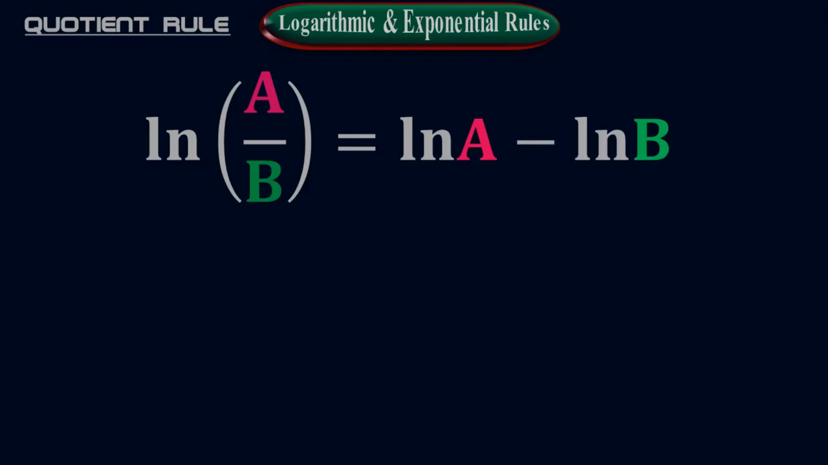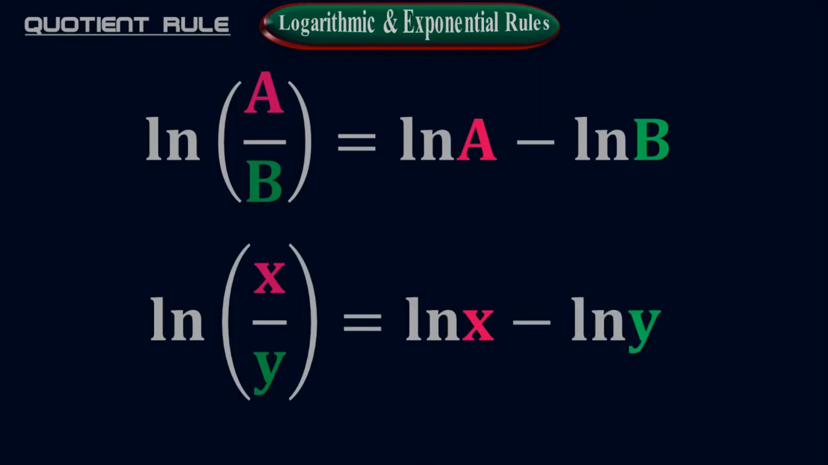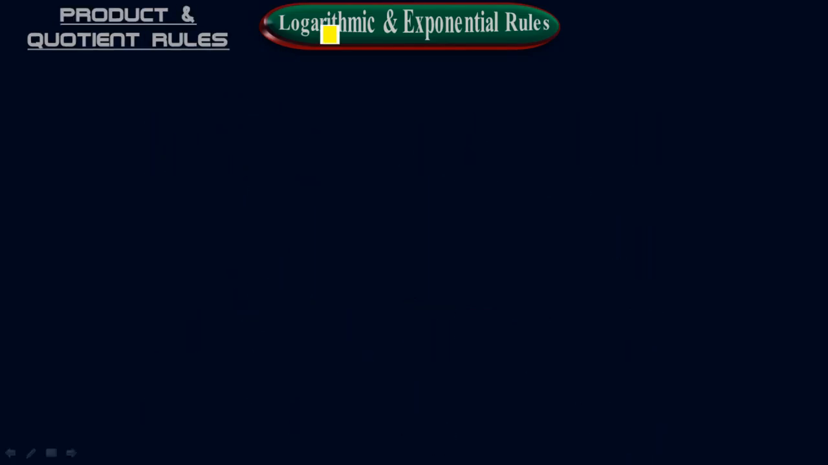Remember, in the product, we had natural log a plus natural log b. But in the quotient rule, we have natural log a minus, not plus, minus natural log b. Suppose my function a is x and my function b is y, so it equals natural log x minus natural log y. This is the second very important logarithmic rule. Keep it safe in your mind.